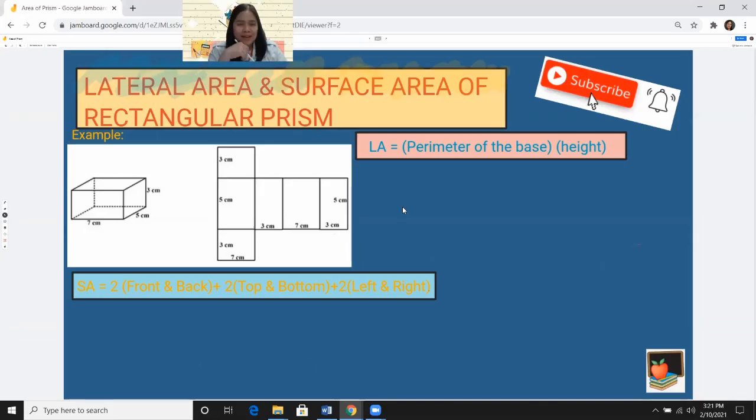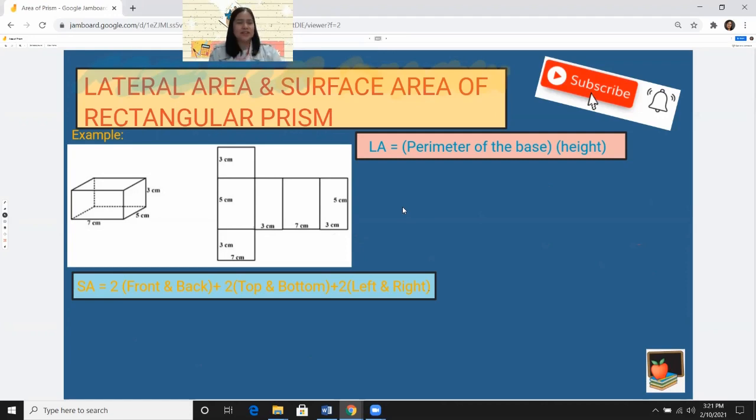We have again another requested video, which is all about the area of a rectangular prism. Please watch this to learn how to find the area of a rectangular prism. Before we start, let us first define what an area is.